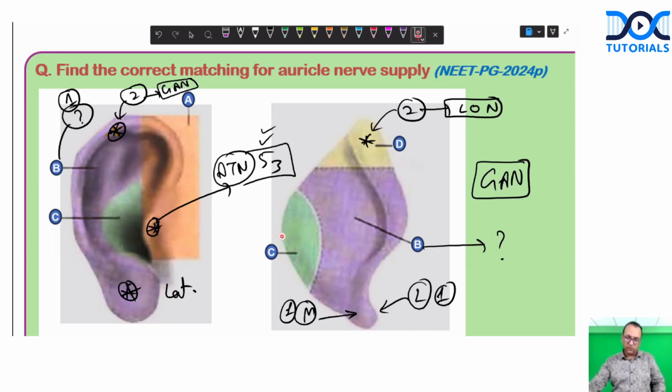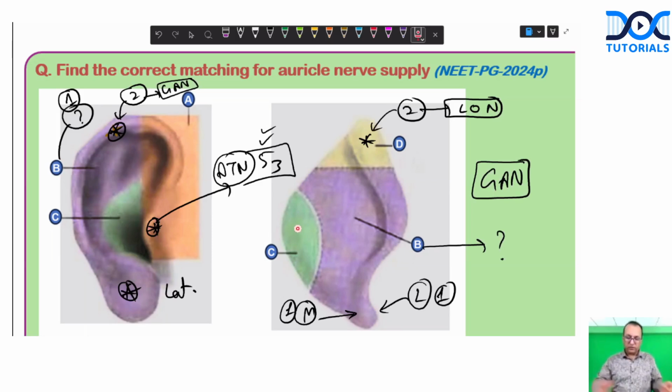Okay, then what about this green color? That is the auricular branch of vagus. Okay, so what about this external auditory meatus? Not only here, but also the root of the ear. So medially the root of the ear, and otherwise this external auditory meatus, this green color, that is the auricular branch of vagus.